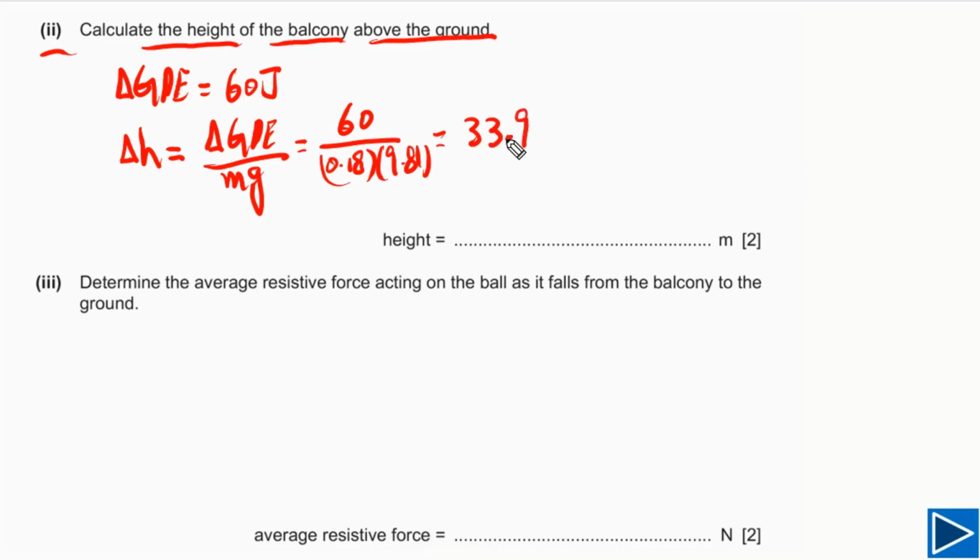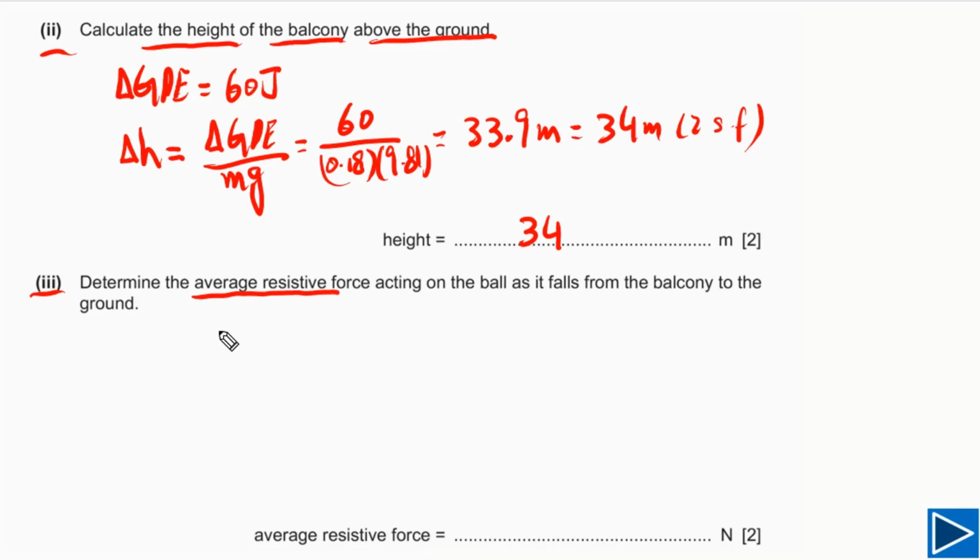In this case, change in height is 33.9 meters, or we can say is equal to 34 meters up to 2 SF. Because the least number of significant figures in raw data we have is 2, so our answer has to be up to 2 SF. So the final answer is 34 meters. Let's move on to third part. Third part is asking us to calculate the average resistive force acting on the ball.